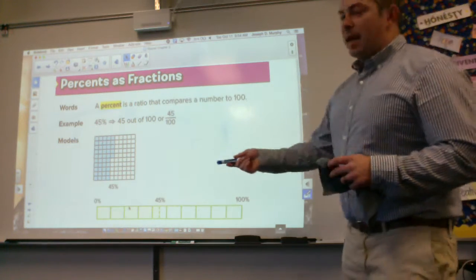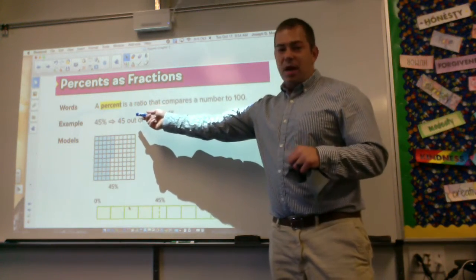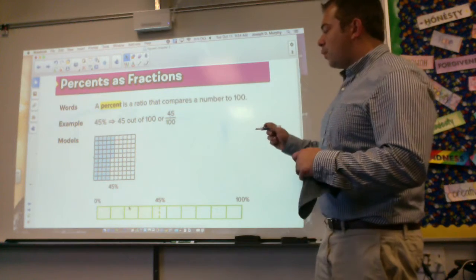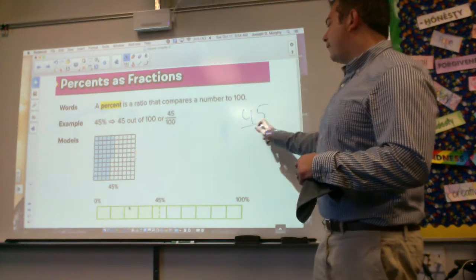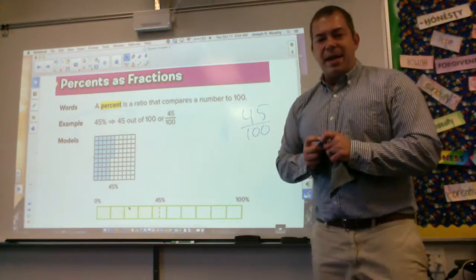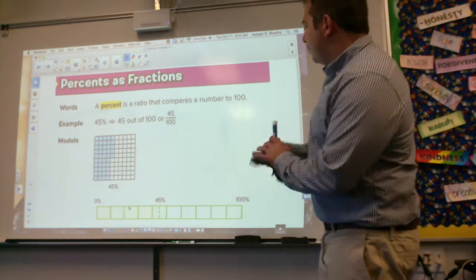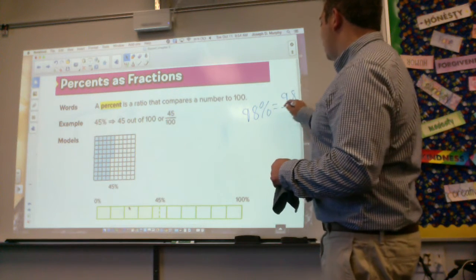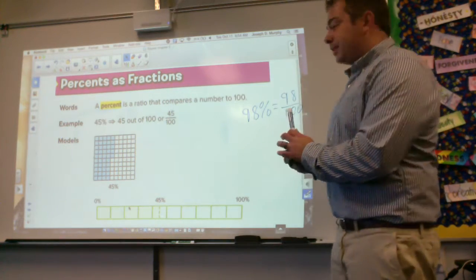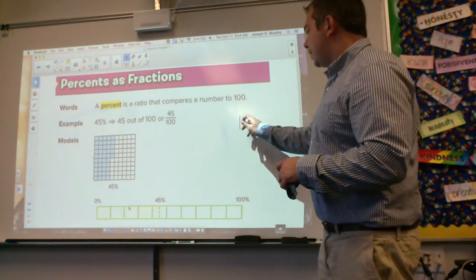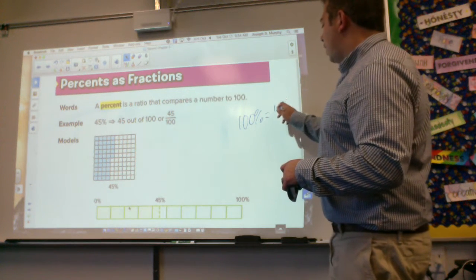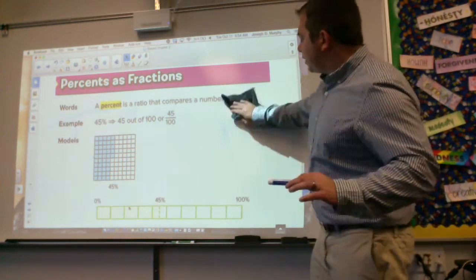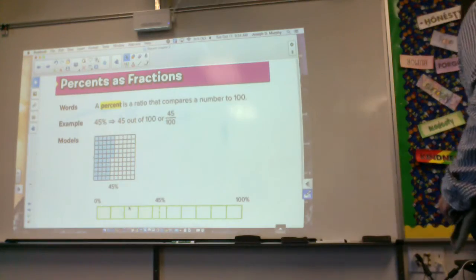Okay, so what is a percent? A percent is a ratio, if you can't see, this is in your book, a ratio that compares a number to 100. For example, 45% is 45 out of 100, or 45 hundredths. So any percent is out of 100. If you had 98%, that would equal 98 over 100. If you had 100%, 100% would equal 100 over 100, which also equals 1. We'll get into that later. But keep this in mind, all percents are out of 100.